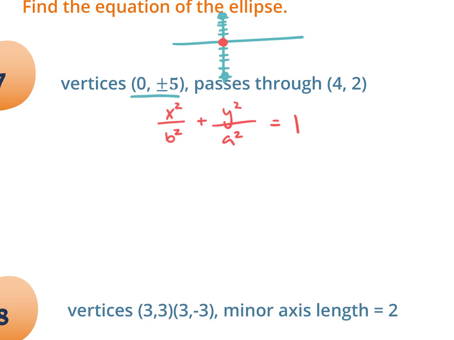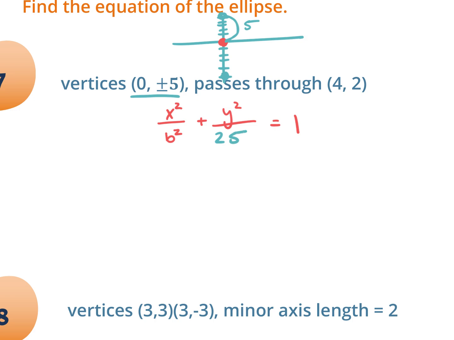So our vertices tells us what A is. So if our vertices are 0, plus or minus 5, what's A? So what's the distance from the center to our vertex? 5. So what's A squared? 25, perfect. So 25 is going to get plugged in.